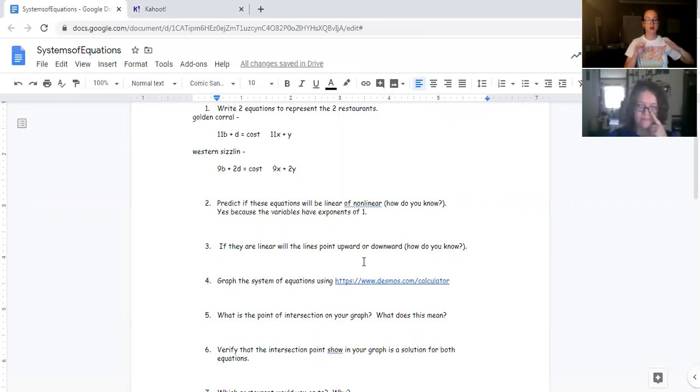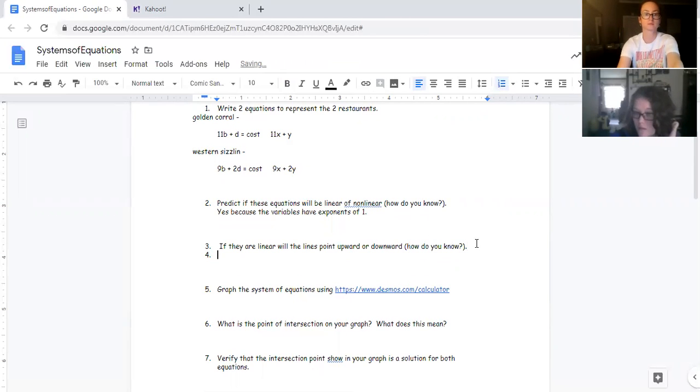Very good. So as you eat more or have more people there, the higher the price will go. So you're exactly right. It will go positive. Very, very good. So we're going to say upward because the slope will be going up. All right.